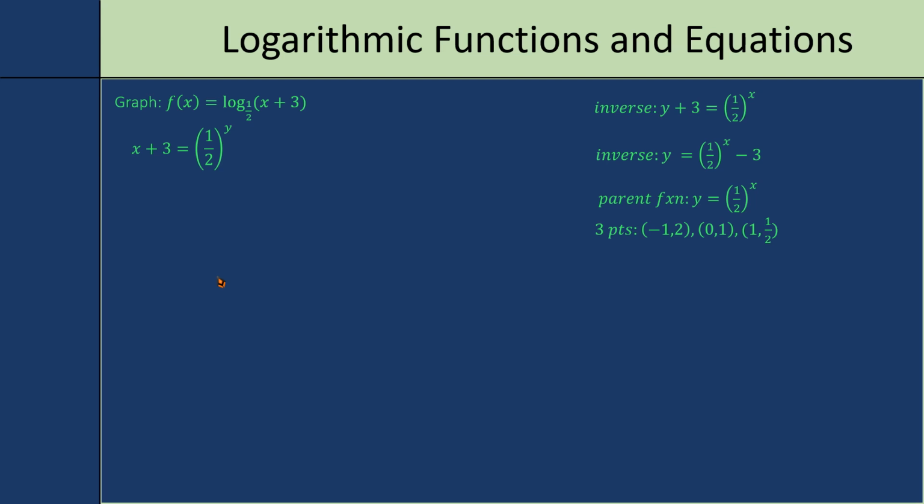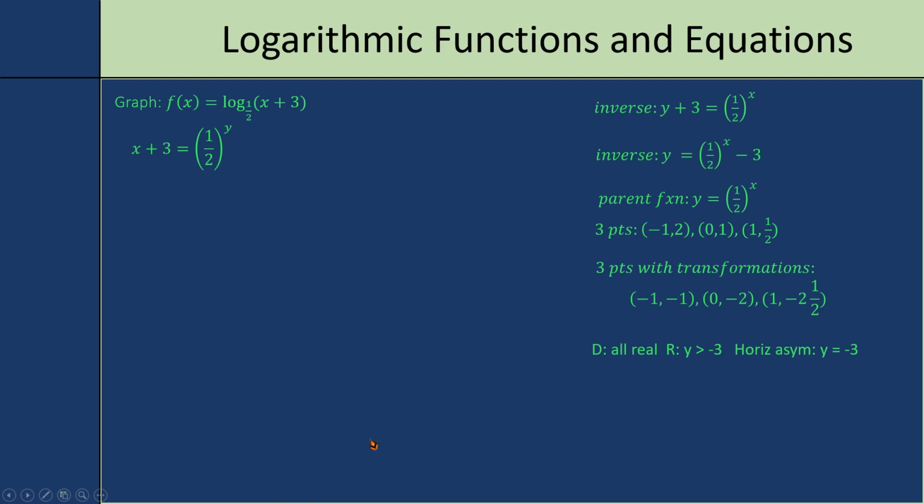So to get the 3 points, now do the transformation. Subtract 3. Well, take 3 from the y's. Now, negative 1, 0, negative 2, 1, and negative 2 and 1/2. Domain is all real. Range is y is larger than negative 3. Horizontal asymptote is y is equal to negative 3.